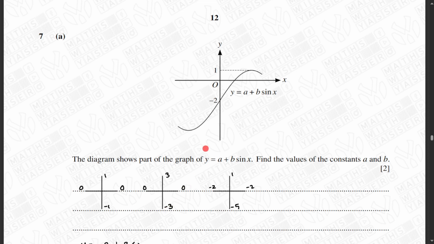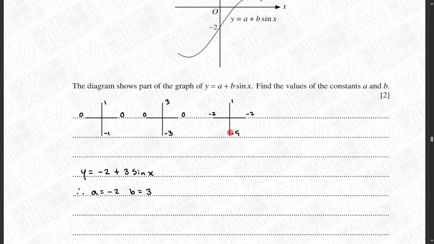And then we can also see that we have -2 as the baseline. That means we need to add -2 to all the values. So this will be -2, this will be 3 minus 2 which is 1, and this will be -2, and -3 minus 2 is -5. So we can now understand that the amplitude is 3 and the vertical translation is -2. Therefore, a is -2 and b is 3. You can do this directly. This is just for explanation.